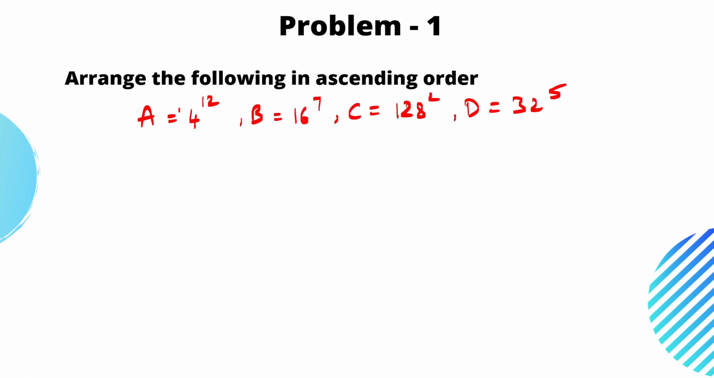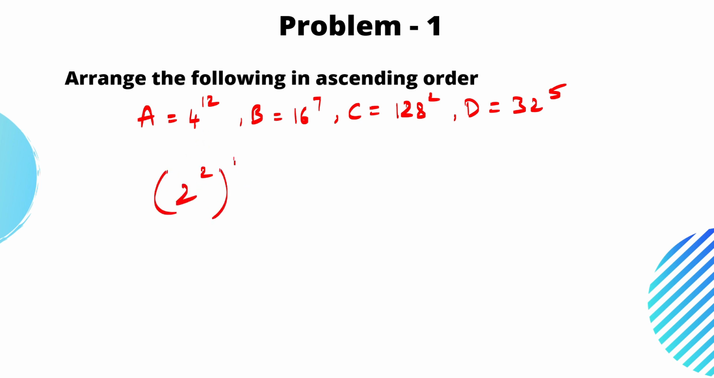Now if we observe, all the bases are not equal, so we cannot equate the exponents. Now we shall do one thing, we shall make all the bases equal so that we can equate the exponents and we can derive the value. So how can we make it? So how can we write 4? 4 can be written as 2 square.